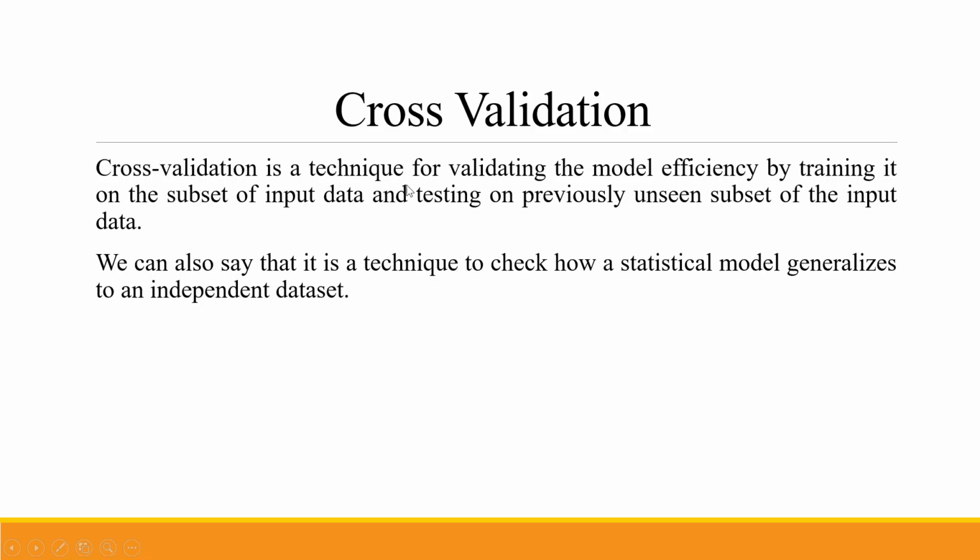Cross-validation is a technique for validating the model's efficiency by training it on a subset of input data and testing on a previously unseen subset of the input data. We can also say that it is a technique to check how a statistical model generalizes to an independent data set.